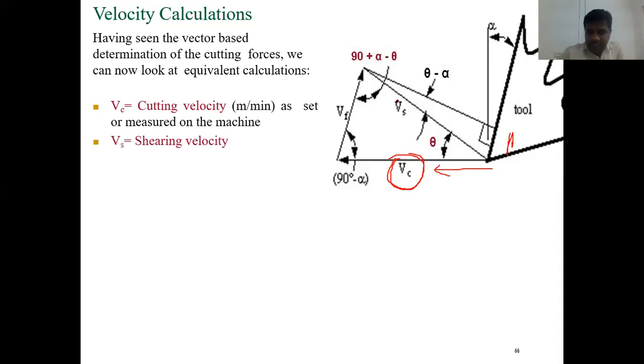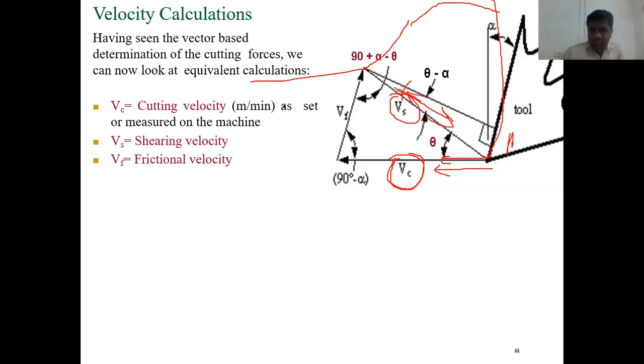Then the second velocity, the shear velocity. As the cutting tool moves forward, this is your workpiece, and at the shear plane your material is deforming and you get chips. The chips come out from this shear plane. As the material moves forward, the deformation happens in the shear plane, so some kind of motion and velocity occurs in this direction. This velocity is considered Vs, the shear velocity.